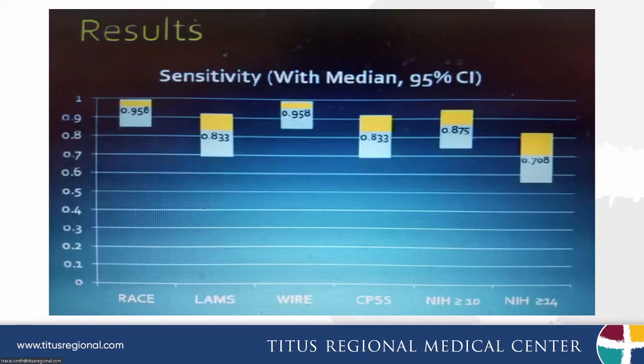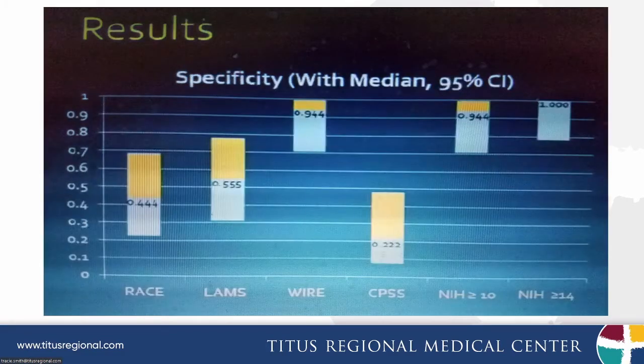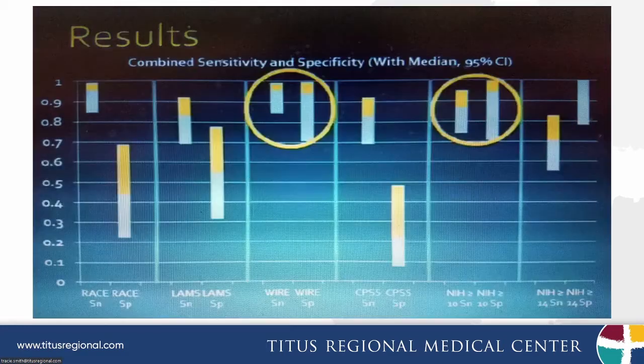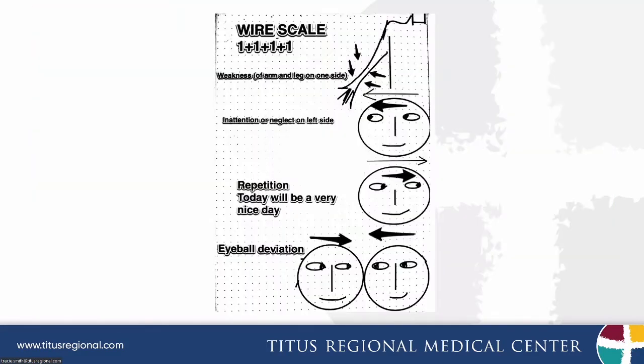This is another graphic way he presented sensitivity and specificity of different scales. In his data, the WAVE scale was 95% sensitive, and 94% specific. But remember, this data was collected by the neurologist, and a neurologist's examination depends on the acute event.